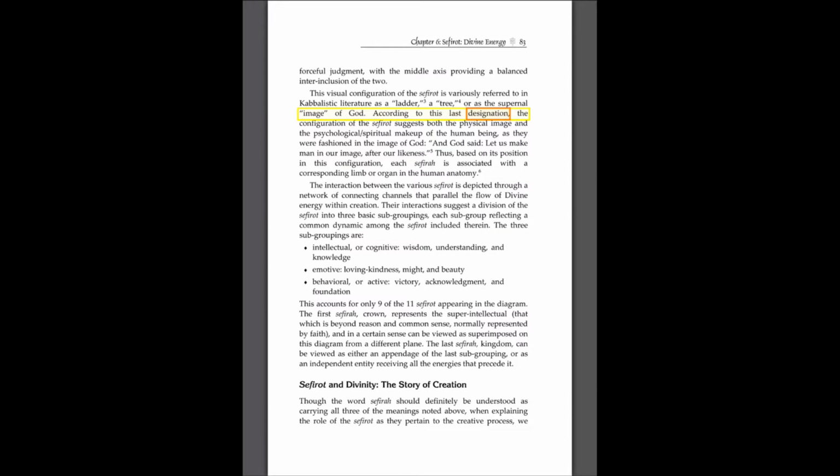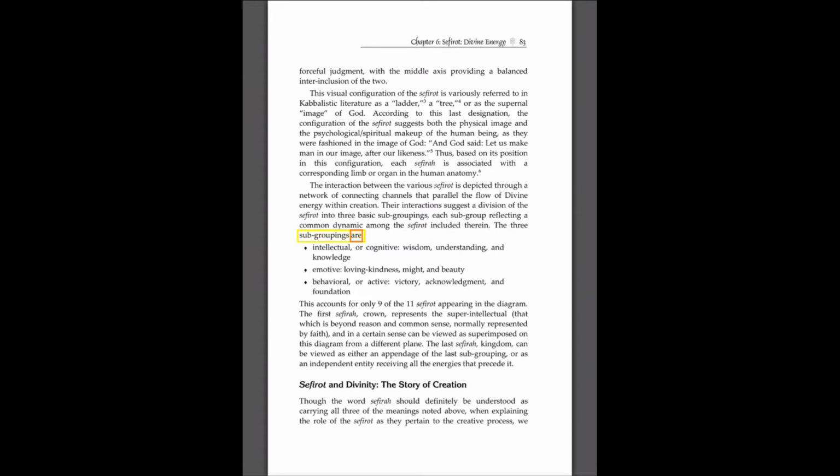According to this last designation, the configuration of the Sephirot suggests both the physical image and the psychological-spiritual makeup of the human being, as they were fashioned in the image of God: "And God said, 'Let us make man in our image, after our likeness.'" Thus, based on its position in this configuration, each Sephirah is associated with a corresponding limb or organ in the human anatomy. The interaction between the various Sephirot is depicted through a network of connecting channels that parallel the flow of divine energy within creation. Their interactions suggest a division of the Sephirot into three basic subgroupings, each subgroup reflecting a common dynamic among the Sephirot included therein.